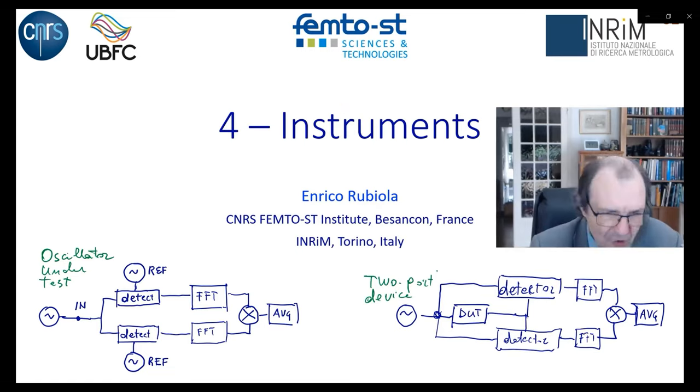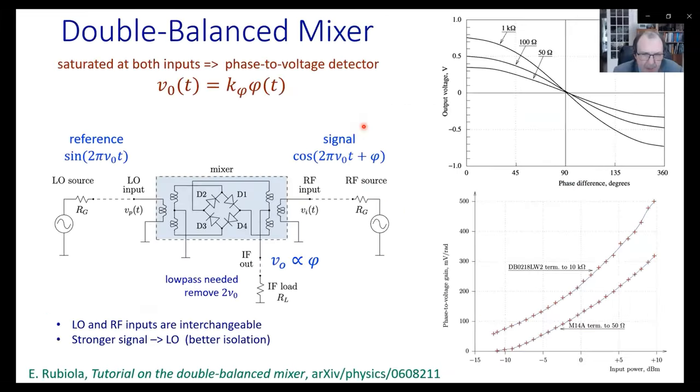All right, now we look at the instruments inside, the principles. Most instruments used now are based on the double balanced mixer used as a phase to voltage converter. The double balanced mixer looks like this, a ring of diodes. It receives two strong signals at the same frequency, and the signals are in quadrature, sine and cosine.